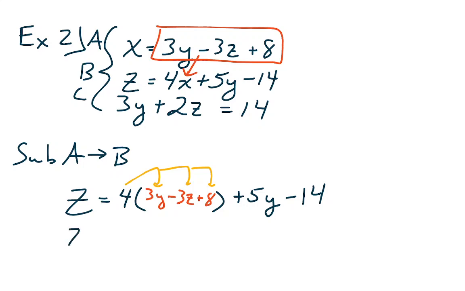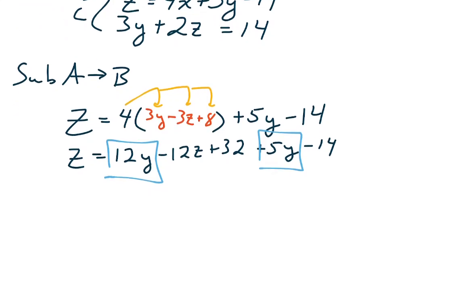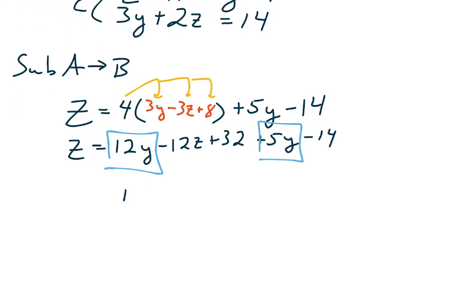Well, let's keep simplifying. Do the distributive property. Please do it carefully. You get 12y, you get minus 12z. You actually get 32. I still have my 5y and my minus 14. Now, there are some like terms, right? There's a 12y, there's a 5y. So let's add those together. Of course, that's going to give you 17y. But there's also some like terms that are just like good old numbers, 32 and minus 14. So again, add those together, combine them together, and you just get 18.